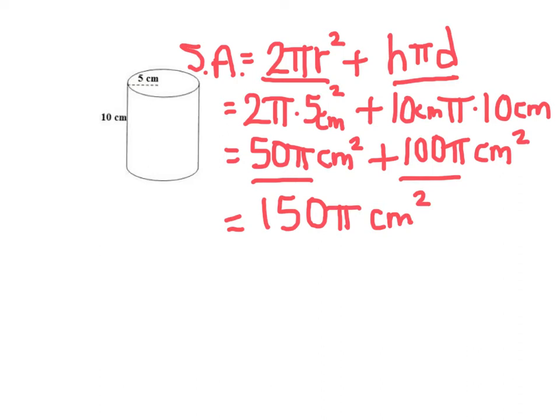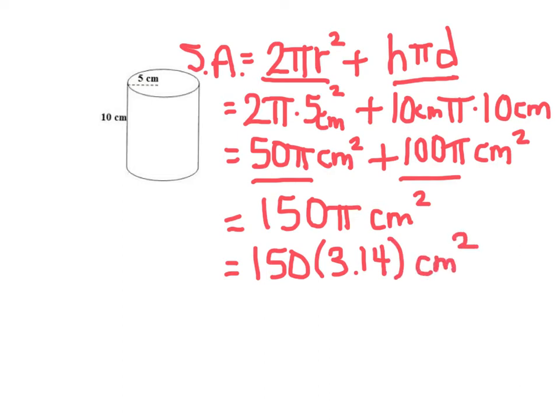Now I'm going to break out the value of pi, because this is the very last step. I'm going to take 150 and then I'll multiply by 3.14, because that's what we're going to use for our value of pi. All right, so get your calculator, go 150 times 3.14. And that comes out to be 471 square centimeters. And that's it.